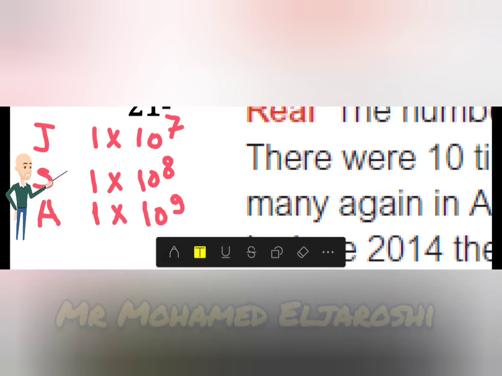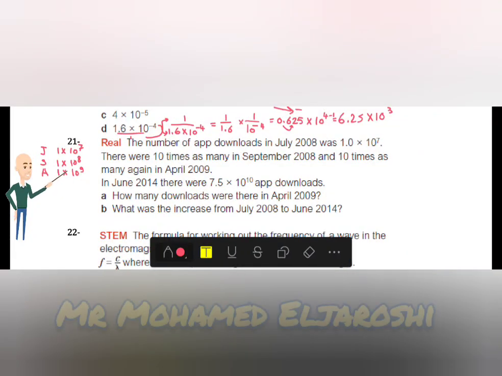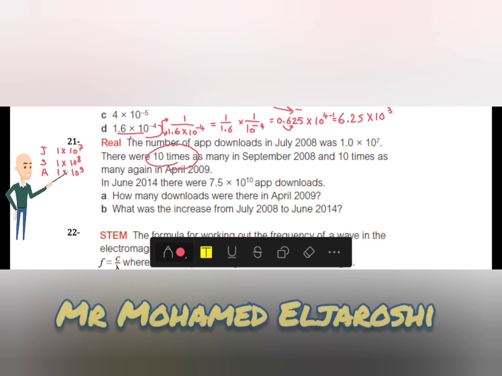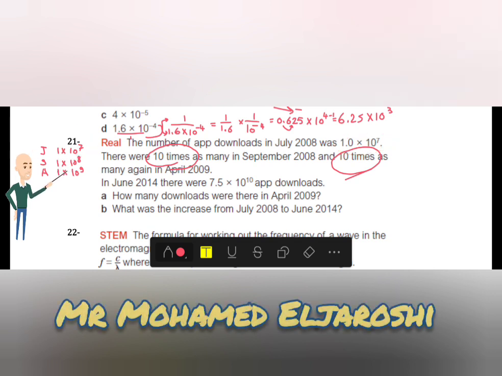And how do we know this? From the question itself, because they said it's 10 times. So 10 times, it means you multiply it by 10. And then 10 times again, you multiply it again by 10. So the first time we took the same number here, and then we multiplied by 10 to give me September, and then we multiplied by 10 to give me April. These are the points in the question.